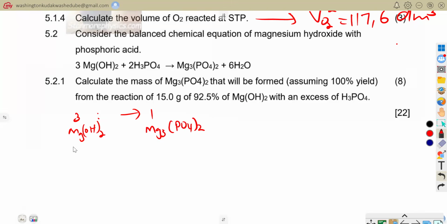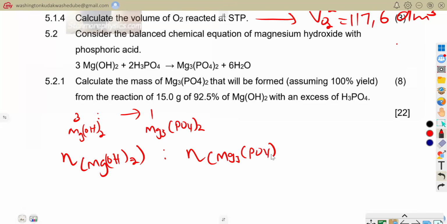If I know the number of moles of magnesium hydroxide that reacted, I can get to know the number of moles of magnesium phosphate that was produced. So I need to find the theoretical value according to this equation. Okay, fine. Let's read this statement together. They said calculate the mass of this that will be formed assuming 100% yield.